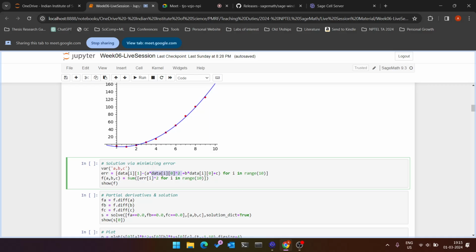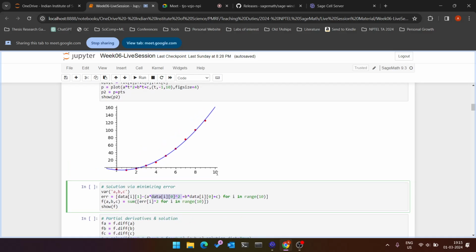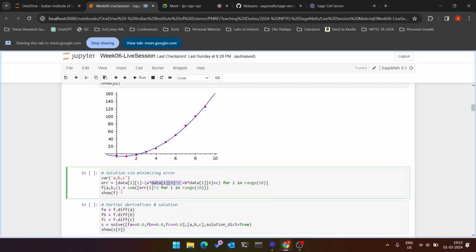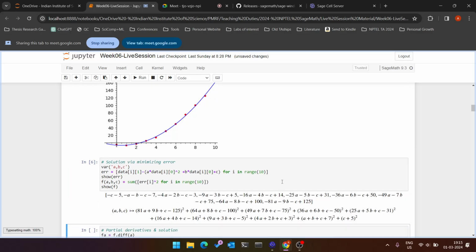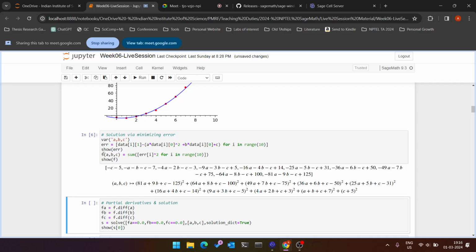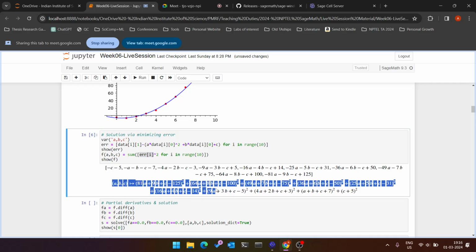I'm calculating the error for each of the data points, and once that is done, I'm writing a different, larger function f of a, b, c, which sums all the errors for all the data points. We have 10 data points, for each of which the error value, which is the difference between prediction and output, is squared and summed to obtain this large function.